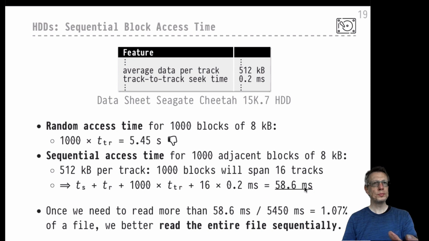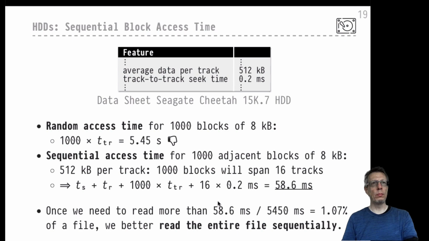So that's 100 times faster than the random access mode that we have just considered above here. So whenever we can, and we want to read larger portions of information from such a hard disk drive, try to use sequential access. Read information from physically contiguous adjacent blocks that only need us to invest TS and TR, seek time and rotational delay, once.